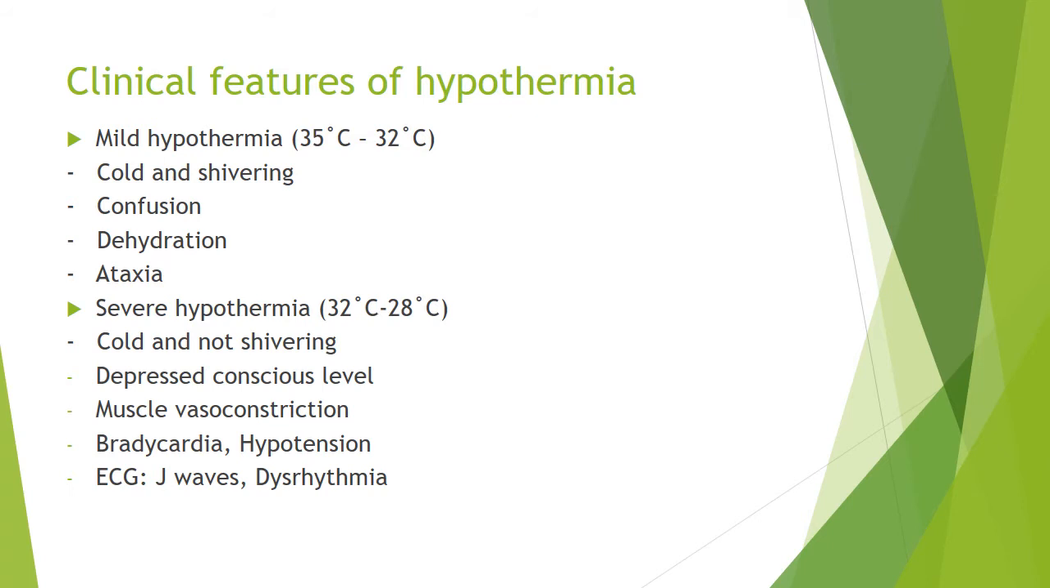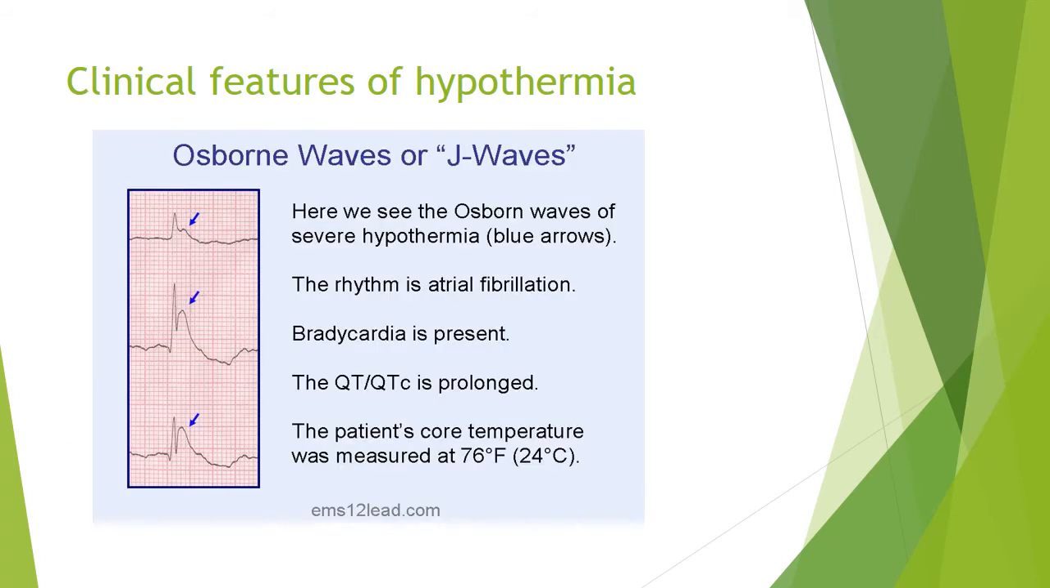So clinical features of hypothermia are: mild hypothermia, 35 degrees Celsius to 30 degrees Celsius. There is cold and shivering, confusion, dehydration, and ataxia. In severe hypothermia, 32 degrees Celsius to 28 degrees Celsius, the person is cold, but he is not shivering. There's a depressed conscious level. There is vasoconstriction in the blood vessels supplying the muscles.